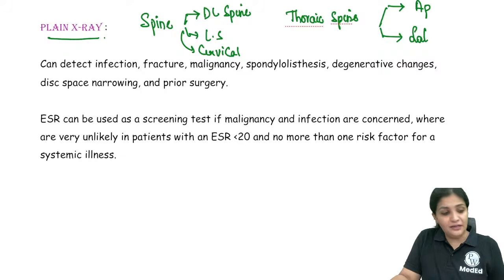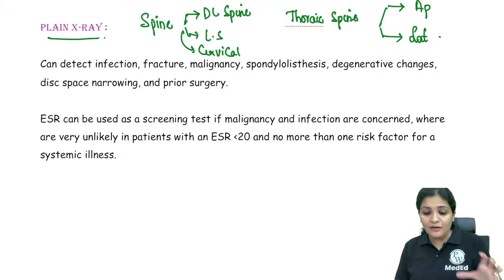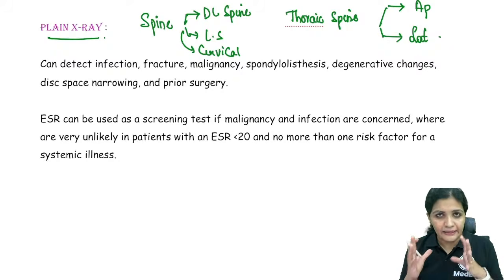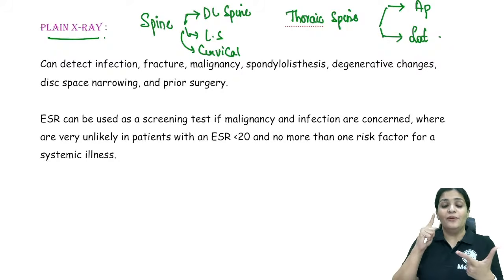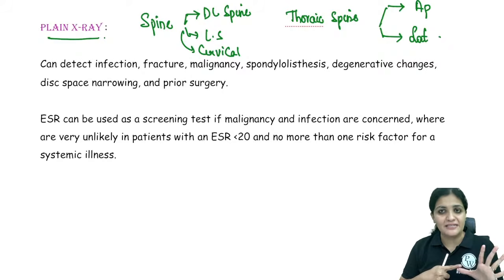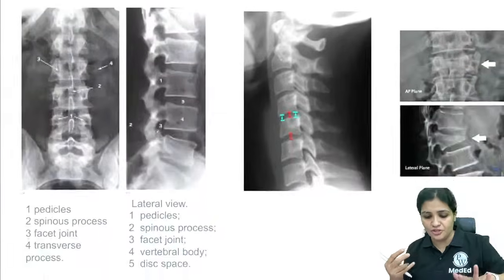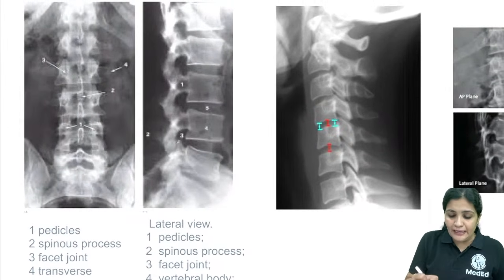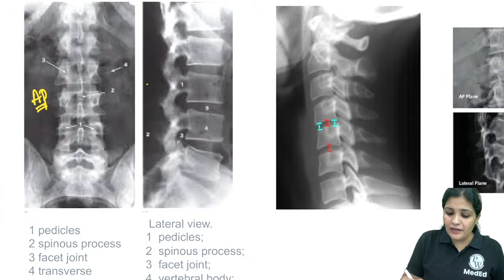So we use an AP view and a lateral view, and in that we will try to identify the features of that particular X-ray. Here you can see whether it is an infection, fracture, malignancy, listhesis, disc space narrowing, or any prior history of surgery. This is a normal X-ray of the spine, where this becomes your AP view and this is your lateral view.